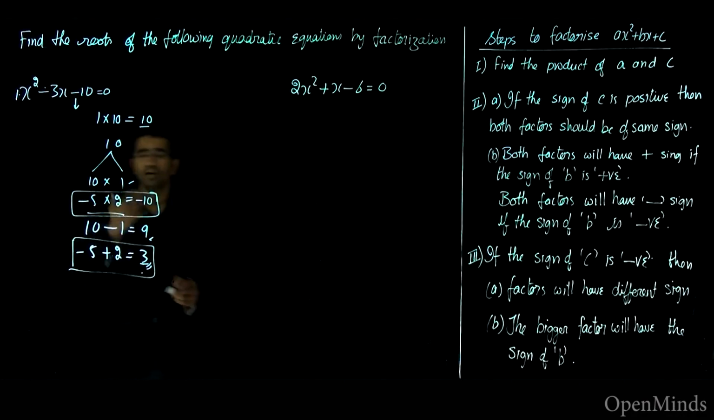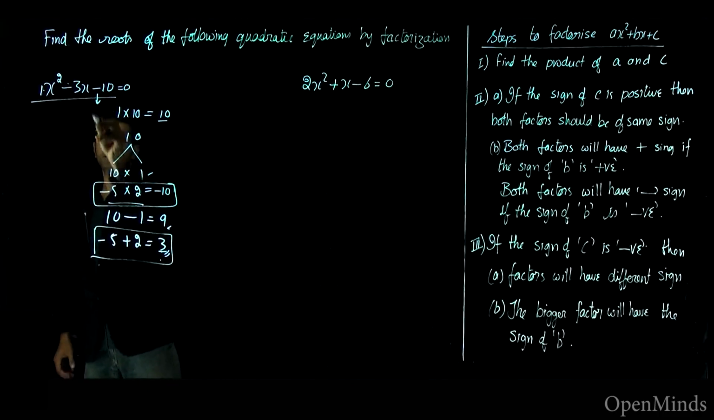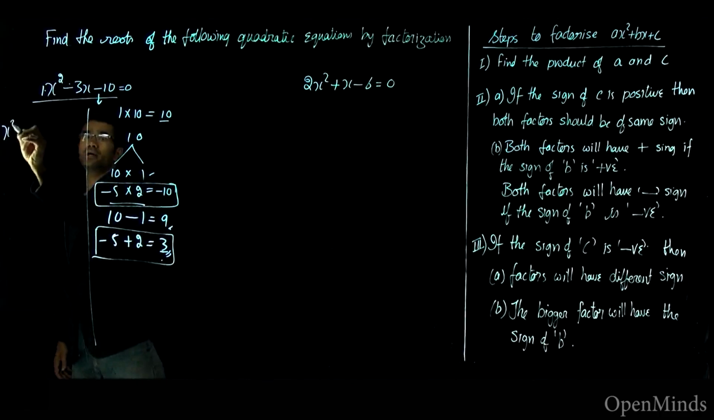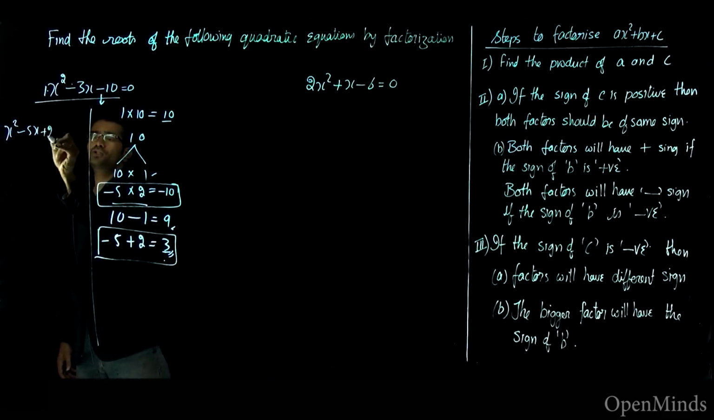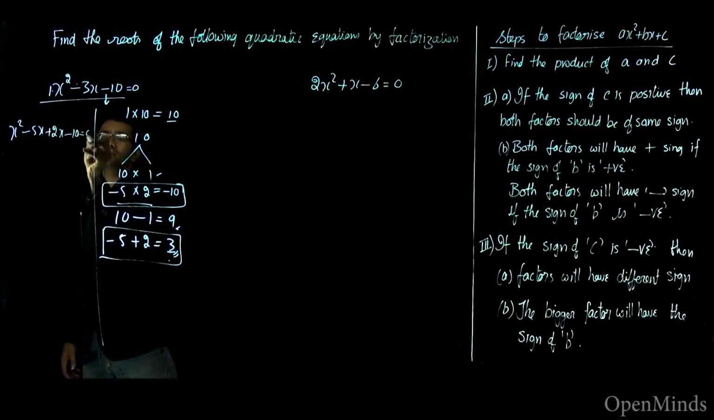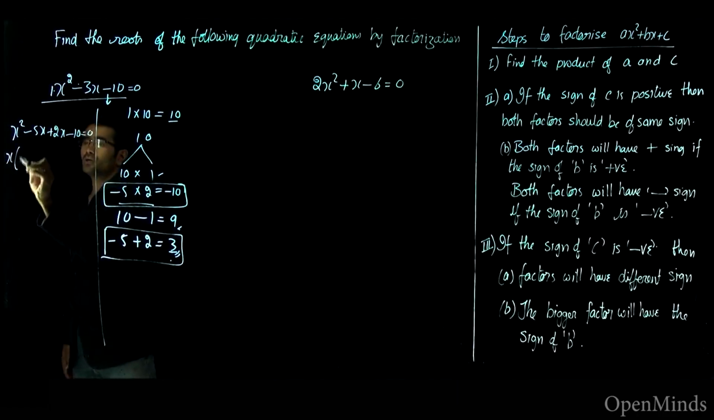How do you factorize this? That's pretty simple. Split this. You get x squared minus 5x plus 2x minus 10 is equal to 0. That's it. So I can take x common out. I'll get x minus 5 and plus 2 common out, and x minus 5 is equal to 0. Now x minus 5 is a common factor here, and I get x plus 2 in this case.